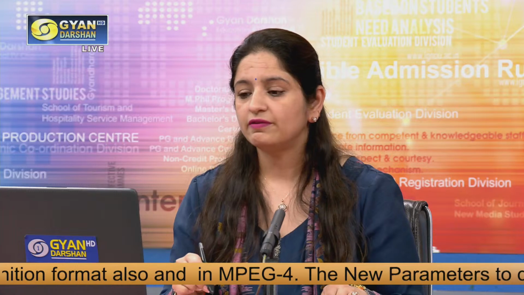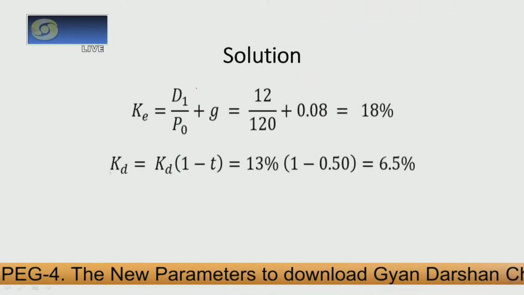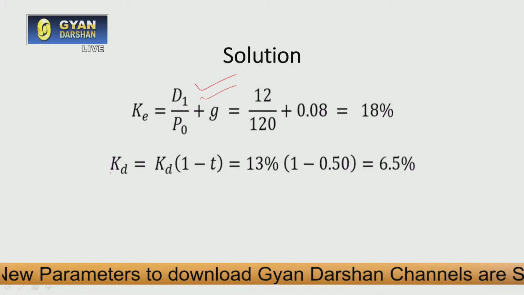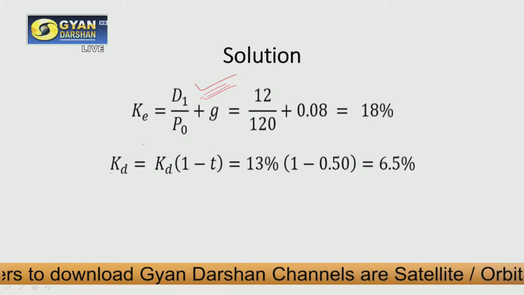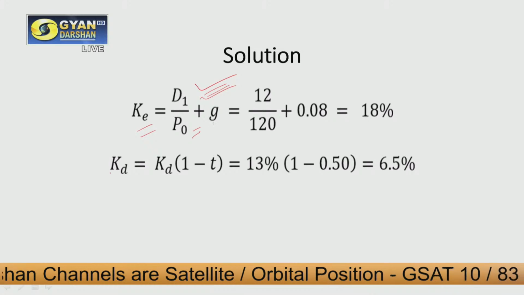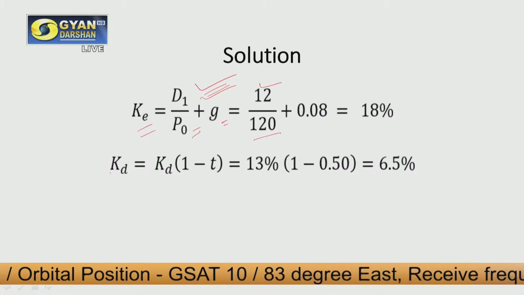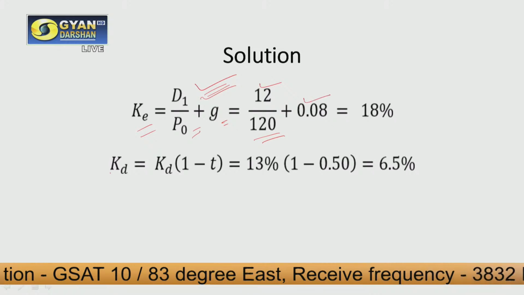So first of all, we will calculate the cost of equity using the equation which we have already learned to get the KE value. So our KE is equal to the dividend declared at the end of the first year over the price of the share plus the growth rate. So the dividend declared is 12 rupees, the price of the share is 120 rupees, and the growth rate is 8%.